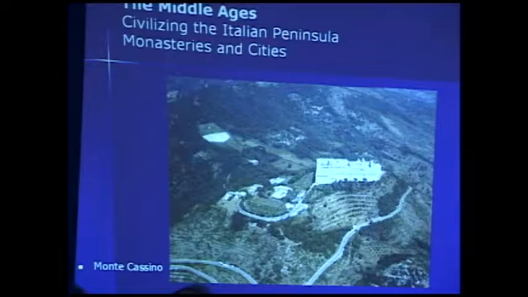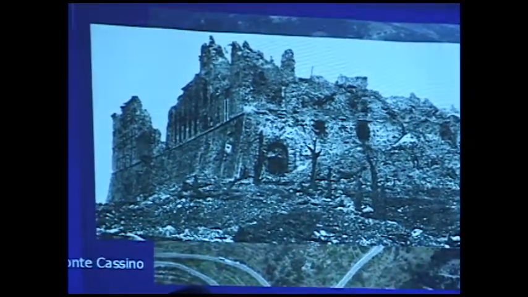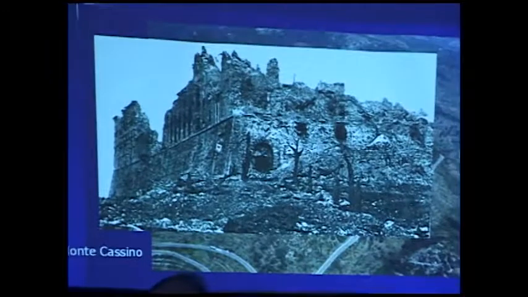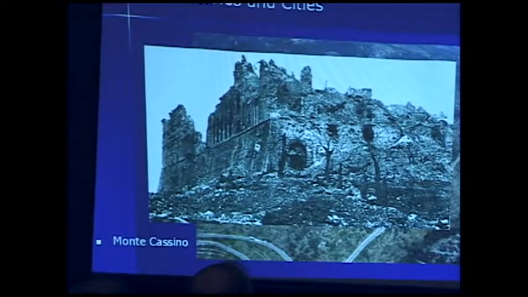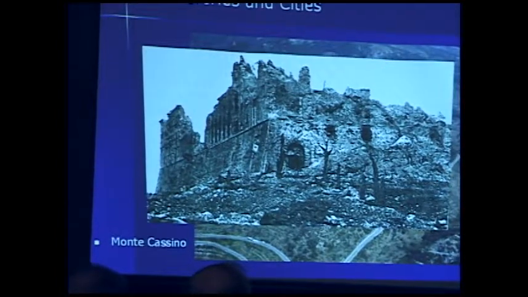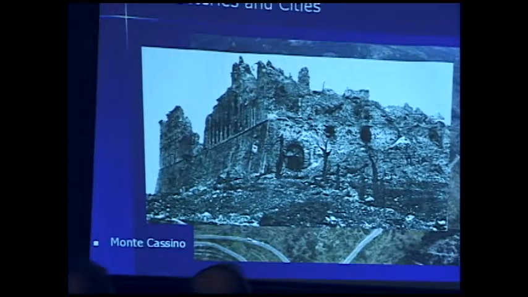I mean, when these Benedictines were going out and claiming land, there was really nothing else out there. And so the whole monastic movement was very much civilizing Europe, not just the Italian peninsula, but it was really the growth of the cities as well. Here's Monte Cassino, which was bombed into practical oblivion during World War II, even though there was an agreement between the Germans and the Americans to not destroy this, but the Americans went ahead and blew it to smithereens. It's been rebuilt, thank God.